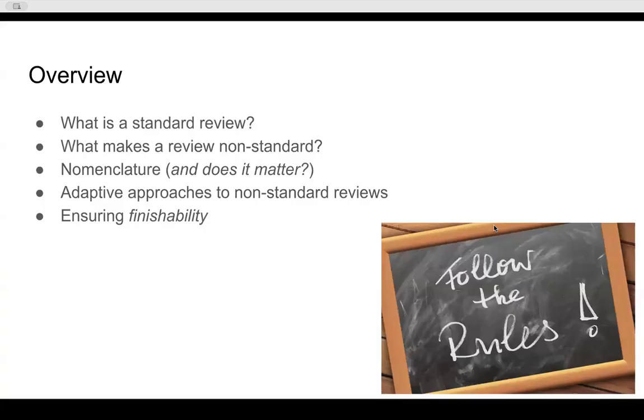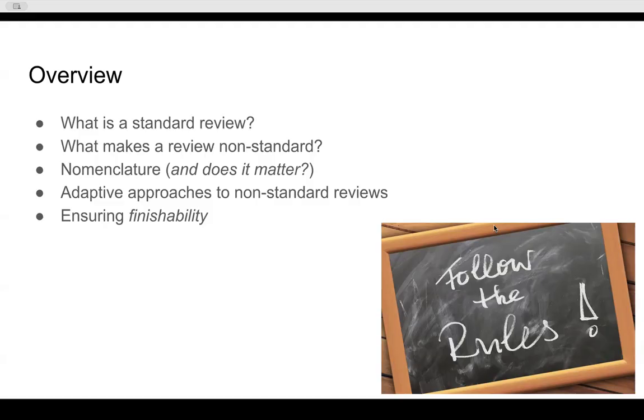I'll start off by talking about what I mean when I talk about standard reviews. I guess in an ideal scenario, historically speaking, this would be what people would think a systematic review was. We'll then spend some time thinking about what makes a review non-standard and how that differs across different fields, perhaps. We'll spend a little bit of time talking about nomenclature. So, what do you call your reviews when they're non-standard? But primarily thinking about what really matters. Is it the labeling and the naming, or actually what you do and what you say you've done?